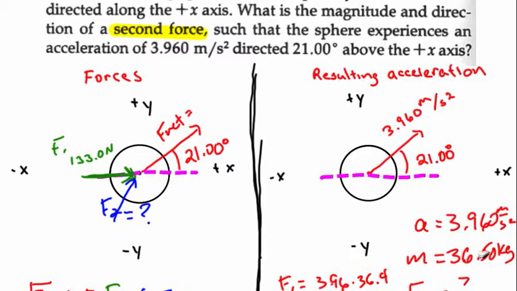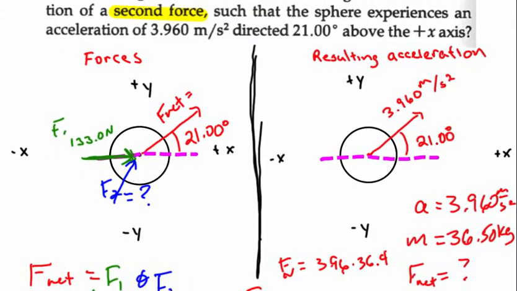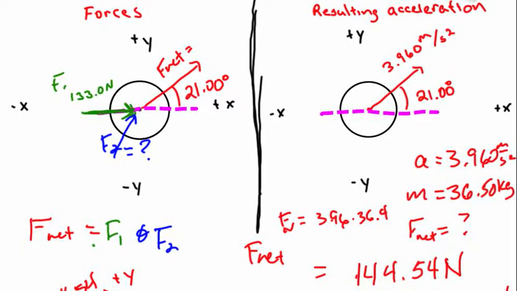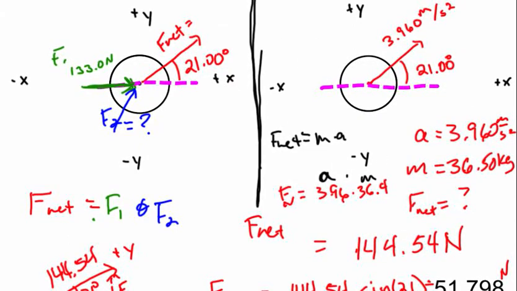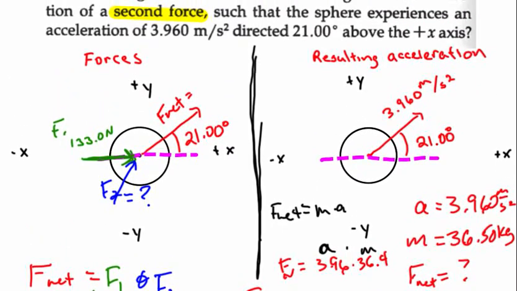If you know the acceleration, you know the mass of something, you know its net force, because the F net will equal the mass times acceleration. If you have acceleration, you have a net force acting on you. So you can do that. The F net will equal 3.96, which is the acceleration, times the mass, which is 36.4 kilograms, and I get the F net to be 144.54 newtons. So that's where I got that from. Hopefully that makes sense to you. If not, come ask.